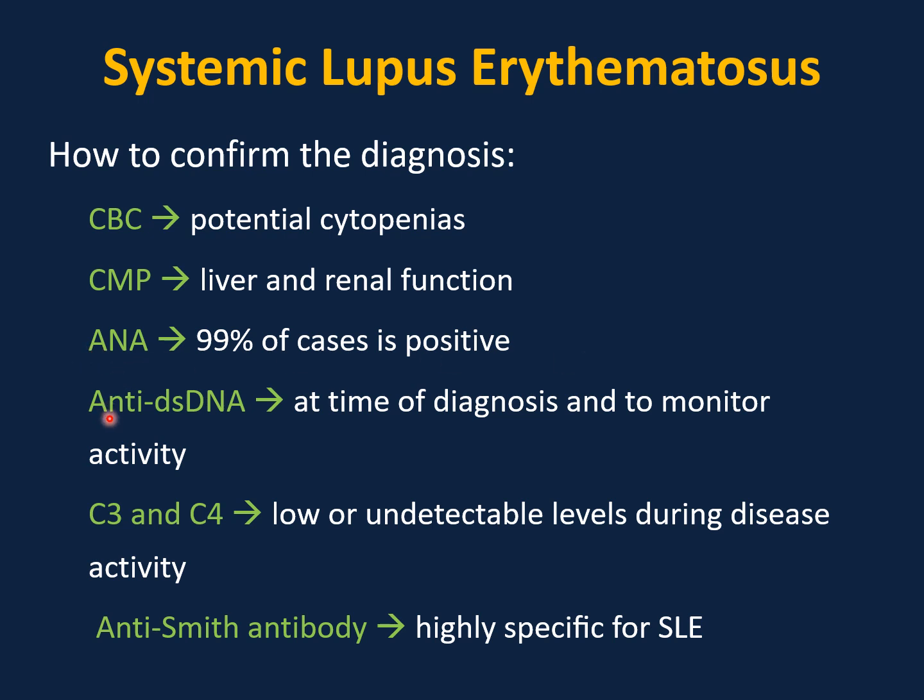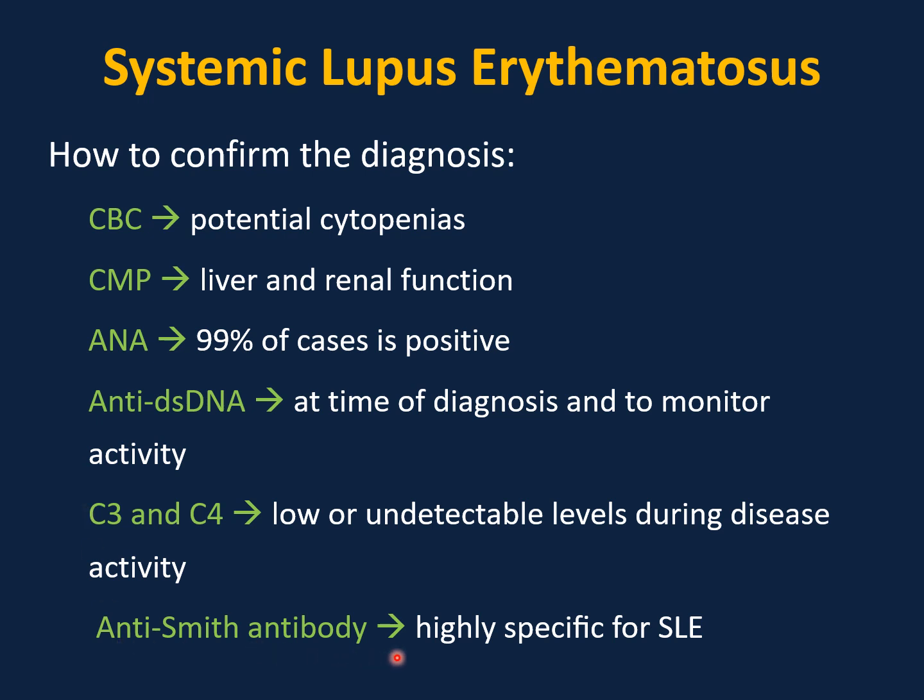Anti-double-strand DNA is positive in 75% of the cases of systemic lupus and is an important test to order at the time of diagnosis and also used to monitor disease activity. C3 and C4 are low or undetectable in cases of systemic lupus during a flare or during disease activity. So anti-double-strand DNA, C3 and C4 are very important tests to monitor disease activity and flares.